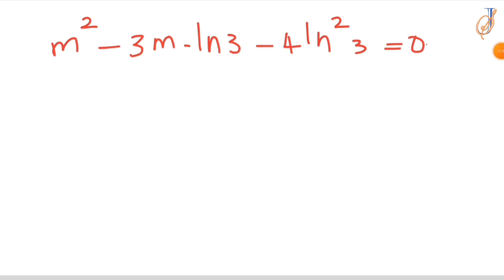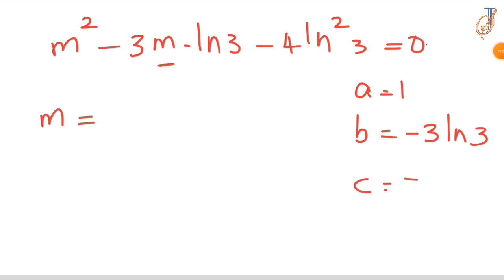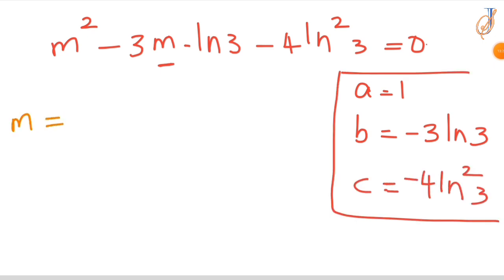Now we have converted it into a quadratic expression. Using the quadratic formula, we can find the roots. So m equals, what is the formula, minus b plus or minus square root of b square minus 4ac, all over 2a. Here a value is 1, b value is the m coefficient, that is minus 3 ln 3, and c value is minus 4 ln square 3. Our formula is minus b, so minus of minus 3 ln 3.